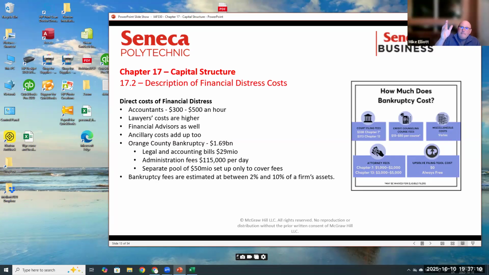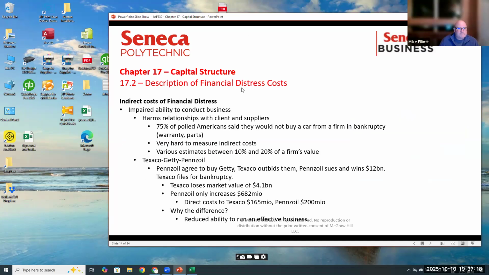But bankruptcies are expensive. The anticipation of this expense is part of our financial distress costs. All right, we're going to have indirect costs as well. So those are the direct costs, the lawyers, the fees, etc.